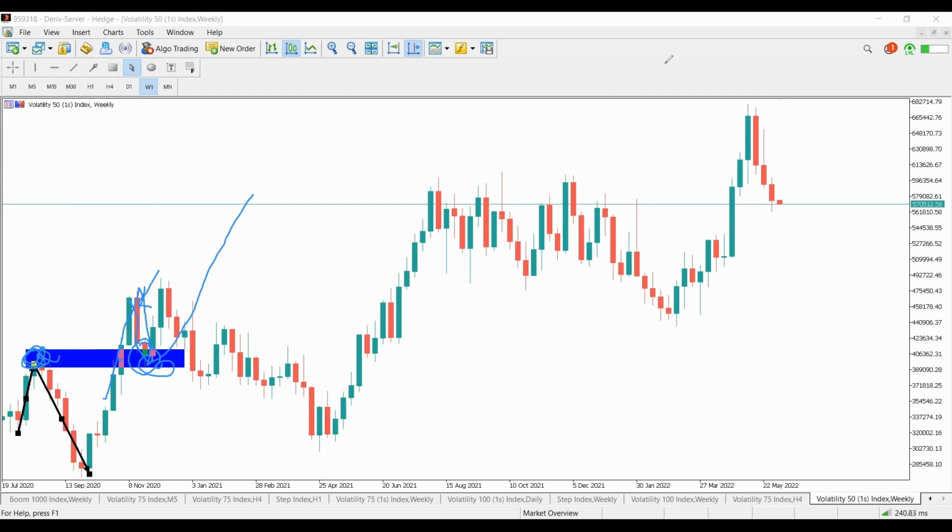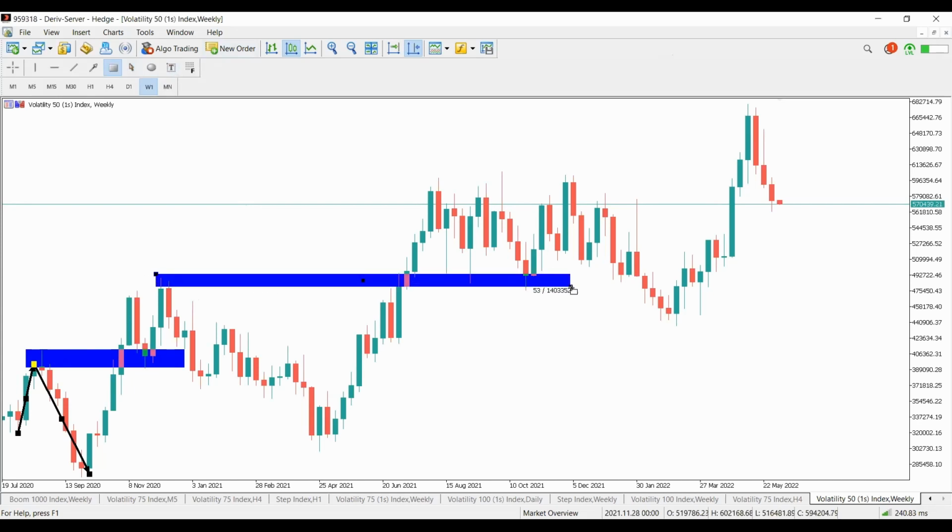Now, that is one example. Let's continue using this same chart. The same applies here. Let's just use this example here. The market created this turning point here. Let's just mark this turning point here. Do you see this turning point? This turning point here.